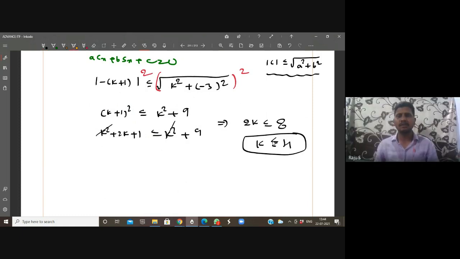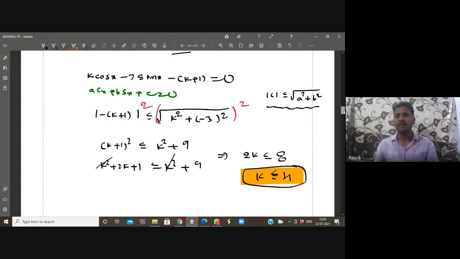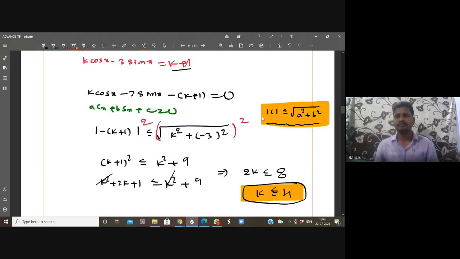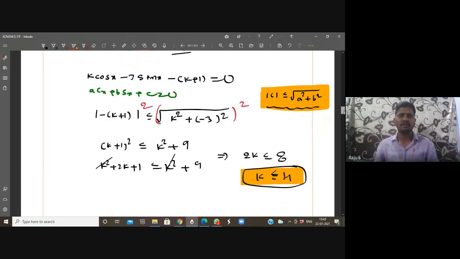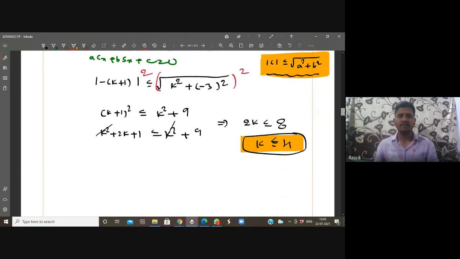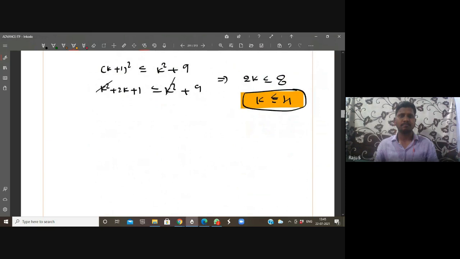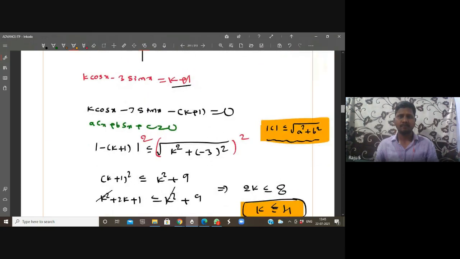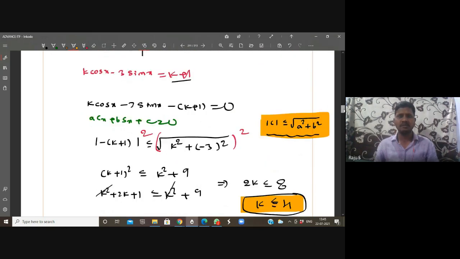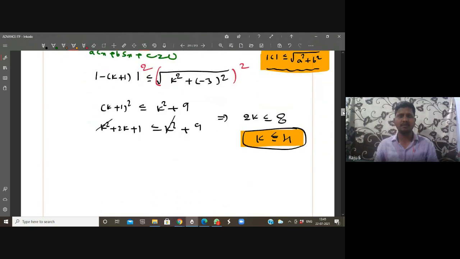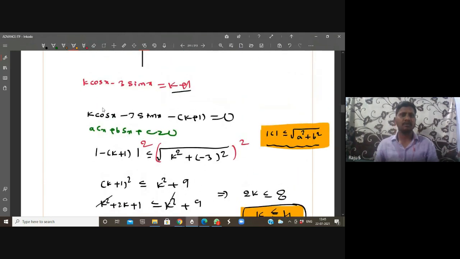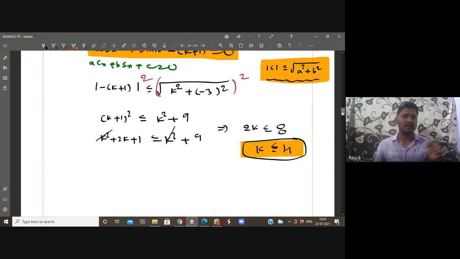Having any doubts here? To do this, you have to remember this condition. Clear? Very easy. Using this condition, we directly got k less than or equal to 4, that's all. First you have to check whether it is in the form of a cos theta plus b sin theta plus c is equal to 0 or not. If yes, then we can take modulus c always less than or equal to root over a square plus b square. That's all.